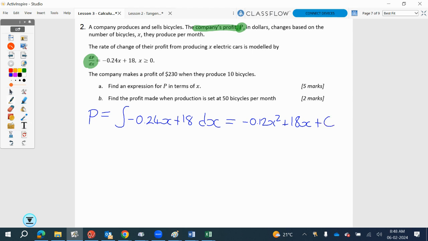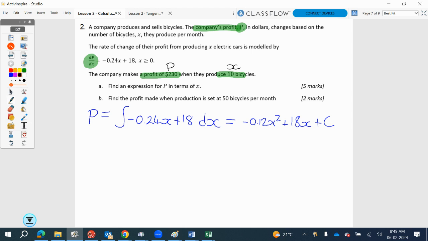relation for it. What information do we have to help us with it? We have the fact that they made $230 when they produced 10 bicycles. So here it says the profit of 230 for 10 bicycles. What you should be able to do is identify the profit, that must be a P, and the bicycles, that must be an x. So read the wording carefully. Help yourself with the units as well.